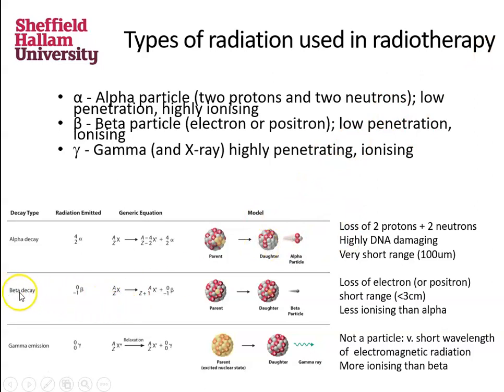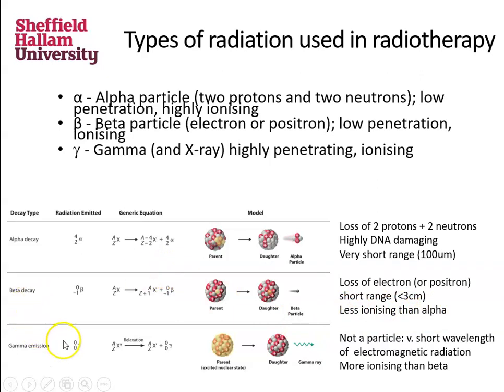The second form is beta decay, where this is typically loss of 1 electron. So the parent element undergoes beta decay, and you end up with an electron emitted from that original atom. These travel relatively short distances, less than 3 centimeters, usually 1 centimeter-ish. Now we can have loss of an electron or loss of a positron here. Now these are much less ionizing than alpha radiation.